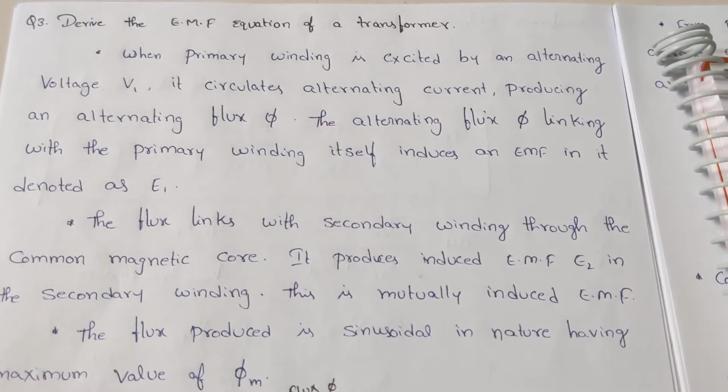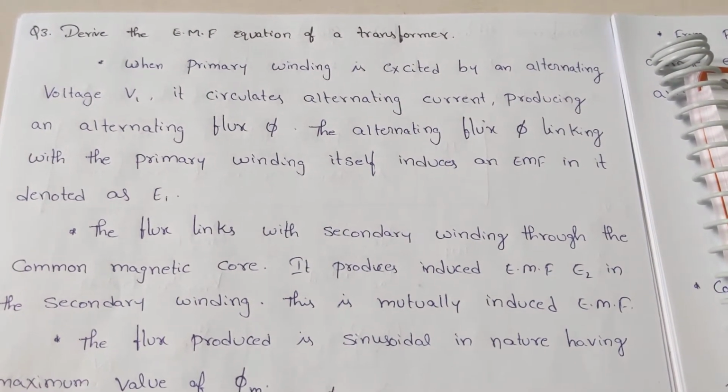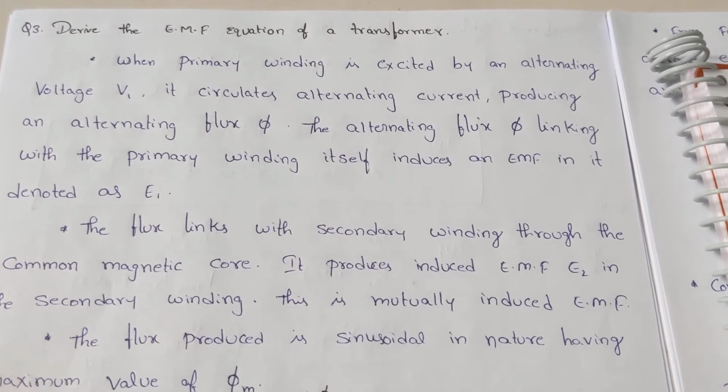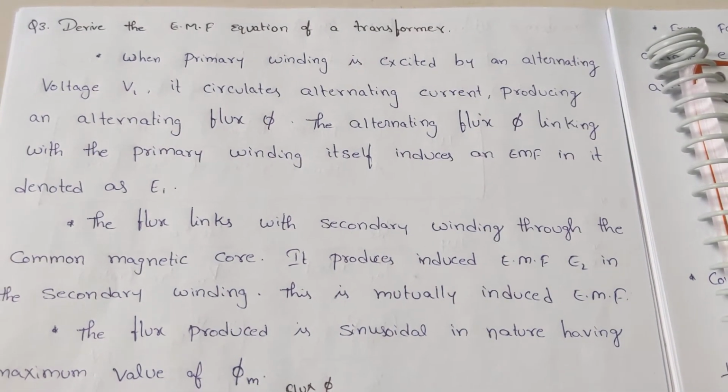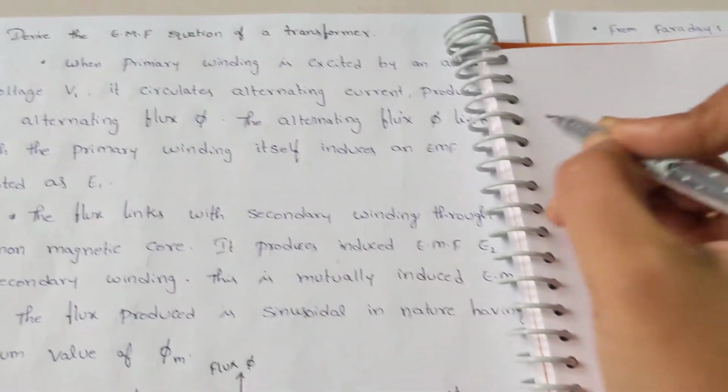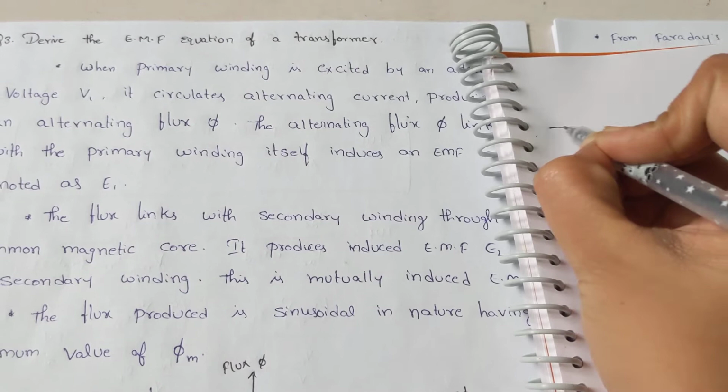Good afternoon to everyone. In today's video, we are going to see the derivation of the EMF equation of a transformer. Here we know a few things about the transformer. A transformer is a static device which is having two windings.